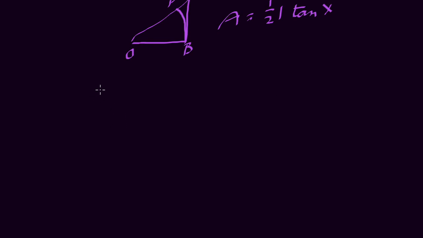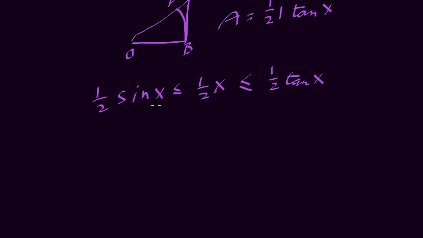So we have the area of the first triangle is 1/2 sine x. That's always going to be less than the area of the sector, which we found to be 1/2 x, which is always going to be less than this larger triangle, which is 1/2 tangent of x. This sets it up nice for the squeeze theorem.